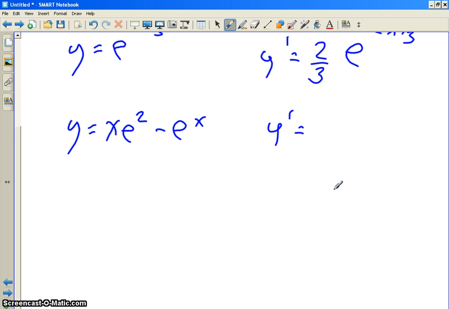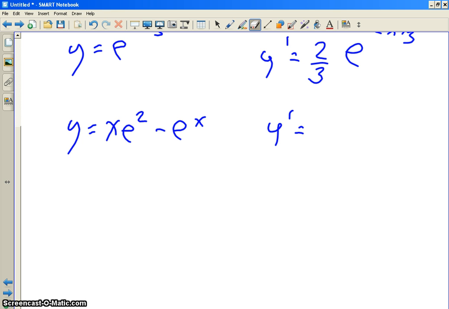Any ideas? What's the derivative of this first term? And don't say product rule. Why not? This is the same question. Are you ready? Same kind of question. What's the derivative of 2 times x? 2. This is a constant. What's the derivative of e to the 2 times x?